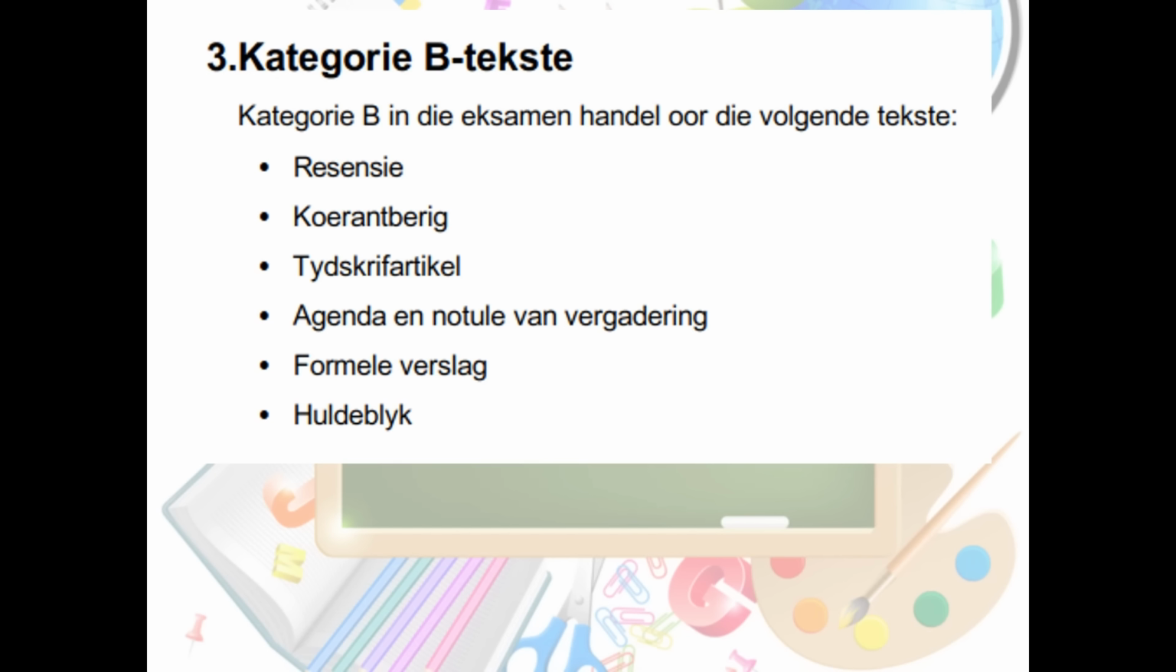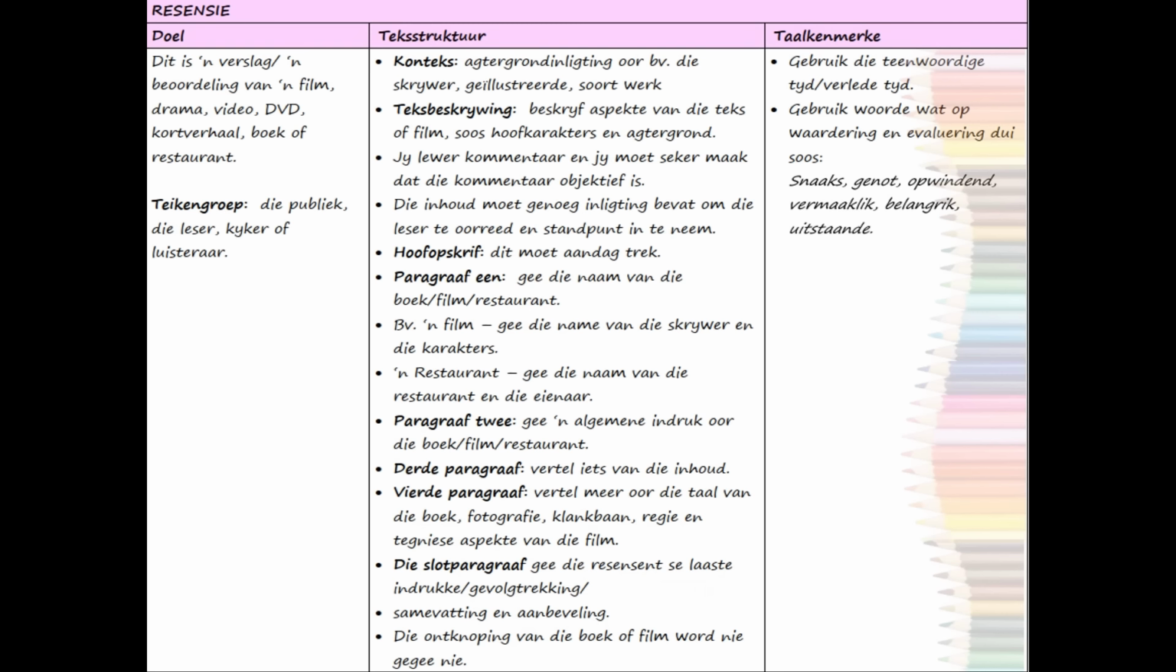Going to your category B. Category B, you've got a review, a newspaper article, a magazine article. Agenda is when you have minutes of meetings, you have your agenda and then minutes of a meeting. And then you've got a formal report and Hulde-blyk, which is a eulogy.